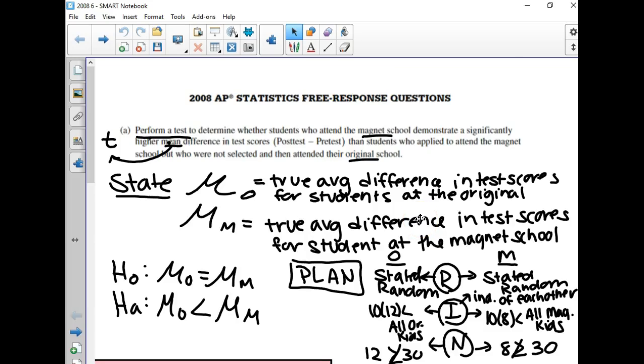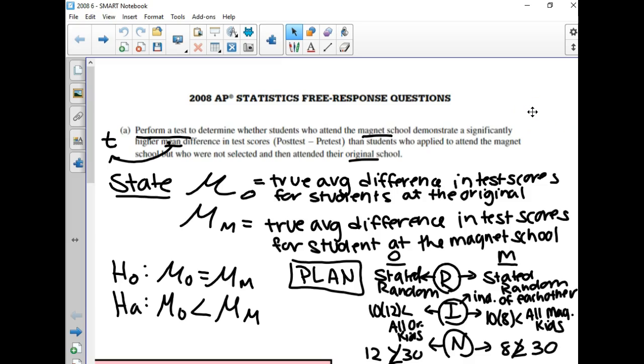All right, I'm going to talk through right now the 2008 number 6 question. I believe as far as we got in class was through the plan. So the question is asking to perform a test to determine whether students who attend the magnet school demonstrate a significantly higher mean difference in test scores, post-test minus pre-test, than students who applied to attend the magnet school but were not selected and then attended the original school.